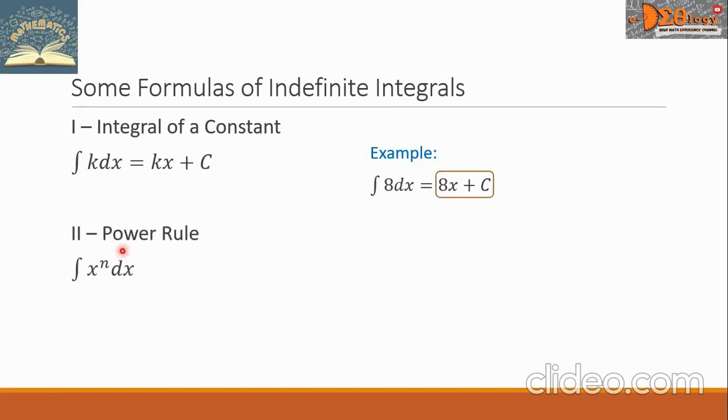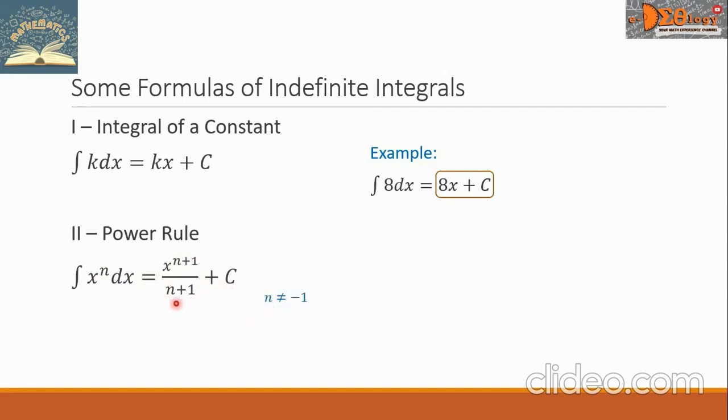Second formula is the power rule of integral. This is referring to the integral of x raised to power n dx. And this is equal to the x variable raised to a power n plus 1, all over the denominator is that same n plus 1, and then plus c.